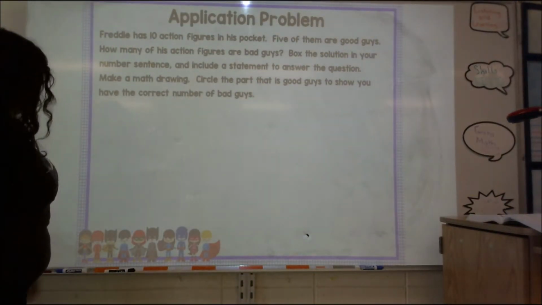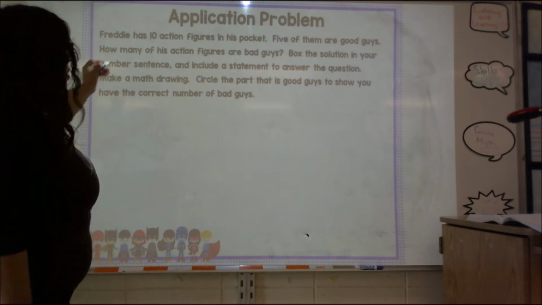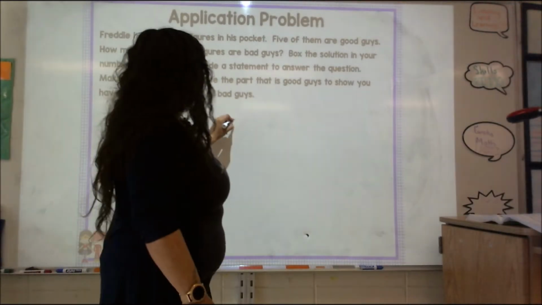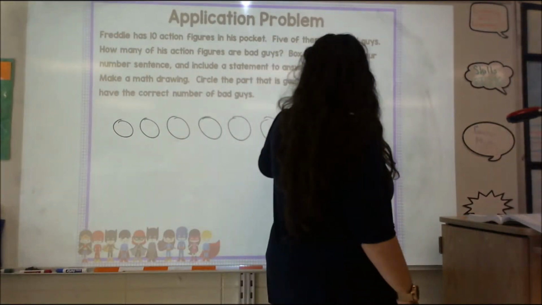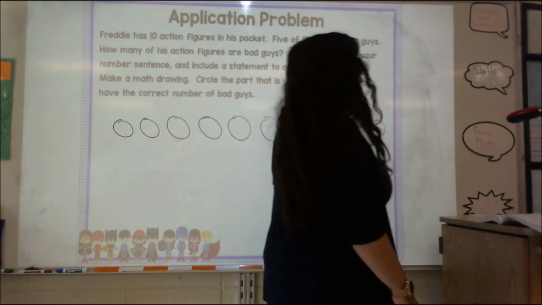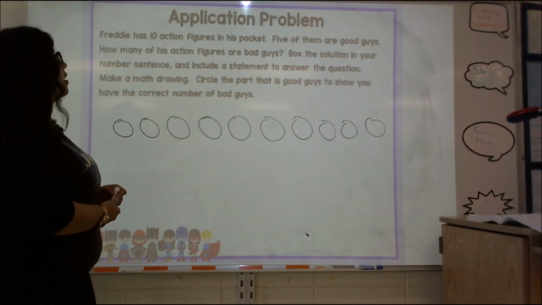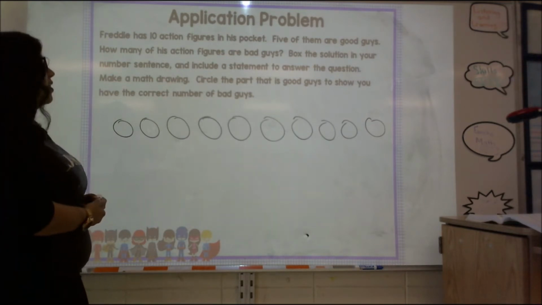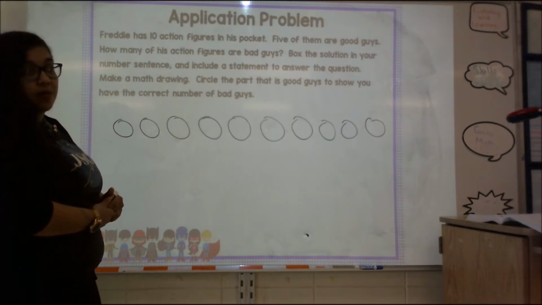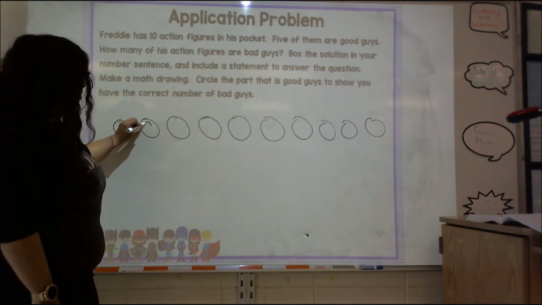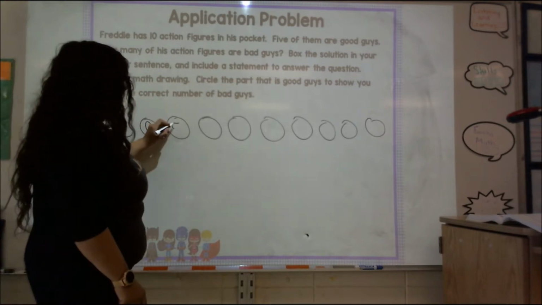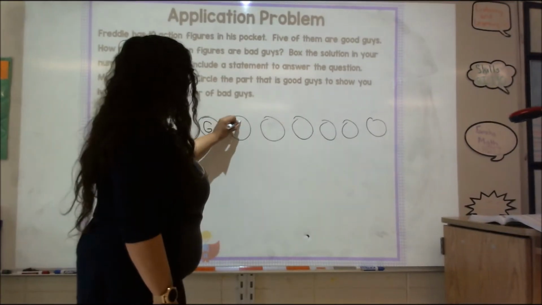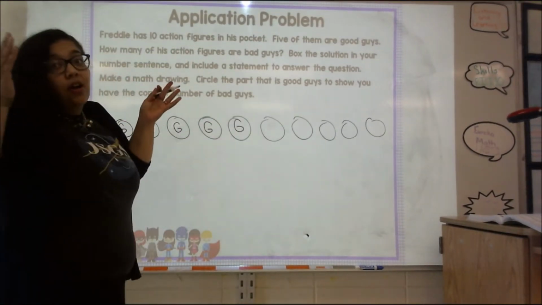Okay, so let's go ahead and start by drawing what we know. We know the whole, and it's 10 action figures. 1, 2, 3, 4, 5, 6, 7, 8, 9, 10. We're drawing to represent his action figures. 5 of them are good guys, so let's draw that too. We're going to write the letter G on 5 of them to make them good guys. So 1, 2, 3, 4, 5. And the rest are bad guys.